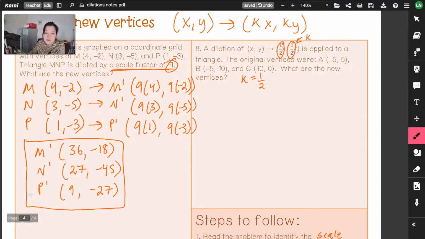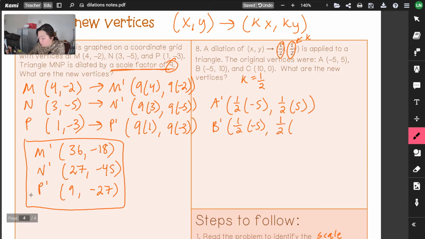So I'm going to show a little less work this time, because this is a little bit more similar, I think, to what you guys would be doing. Okay, so A prime's x is 1/2 times -5. A prime's y is 1/2 times 5. B prime's x is 1/2 times -5 again, and then the y is 1/2 times 10. C prime, 1/2 times 10 for x, and 1/2 times 0 for y. So this ends up with the points.